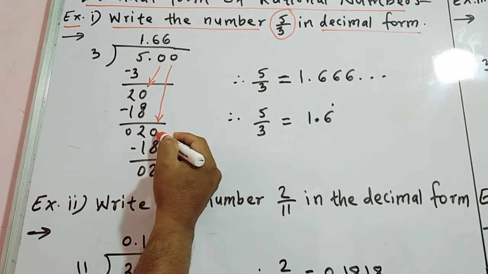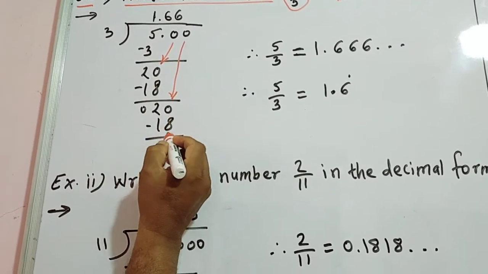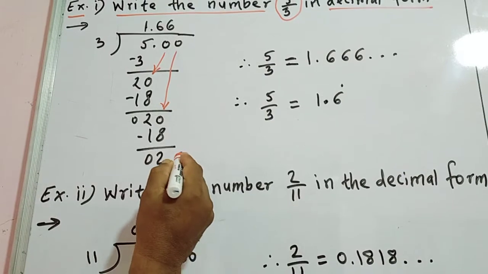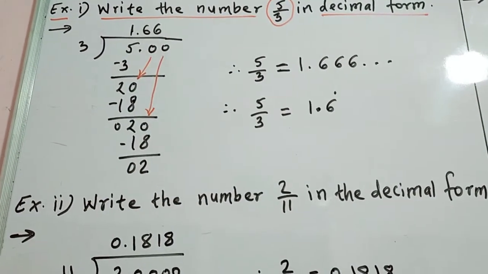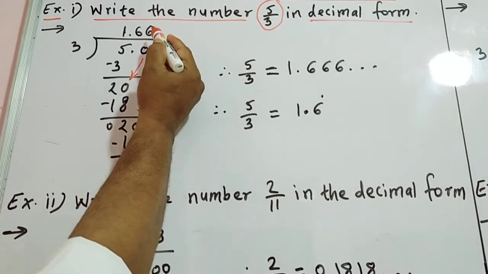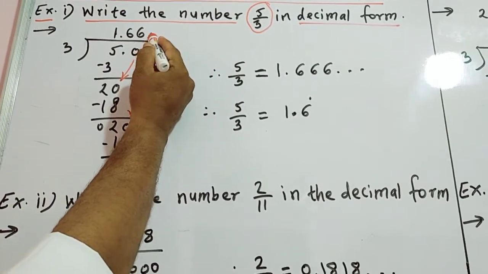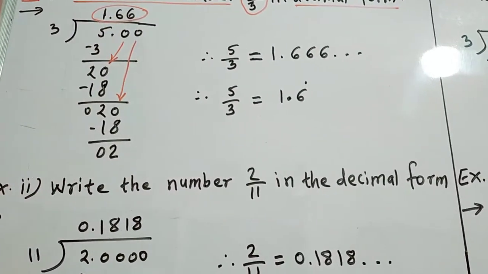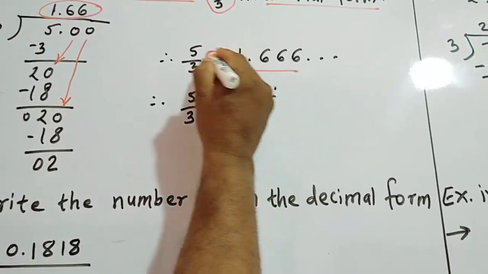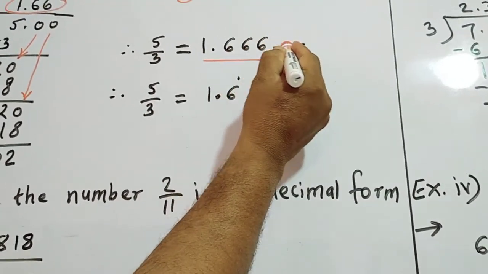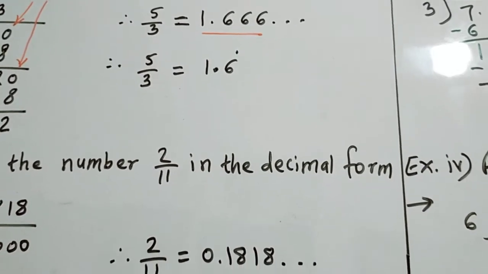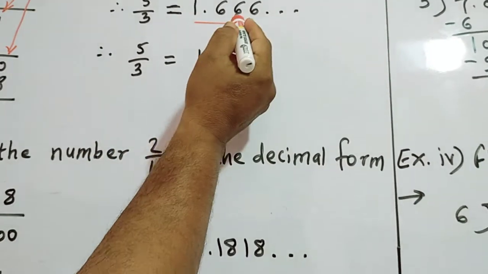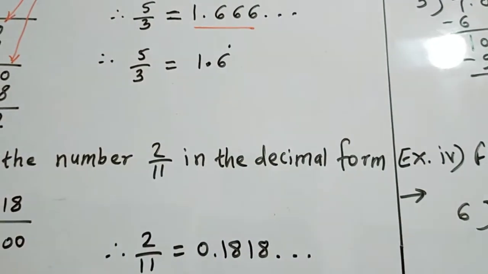Now it is 20. Again 3 6s are 18. 20 minus 18 is 2. If you take again 0 0 0, every time 2 will be remainder and division will be of 6. Now this answer is 1.66 and here I am writing 5 upon 3 equal to 1.666 dot dot dot. Means remainder is not coming 0. Every time remainder is 2 and that's why here 666 will continue.